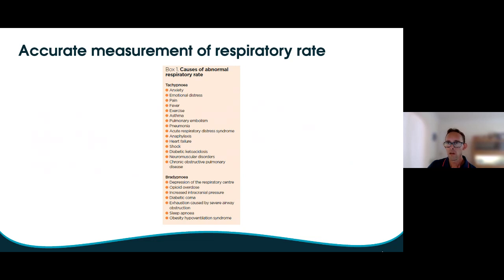As we mentioned earlier, respiratory rate varies with age, and in some older people they have a higher baseline respiratory rate, which may partly be due to deconditioning. Next slide, please.